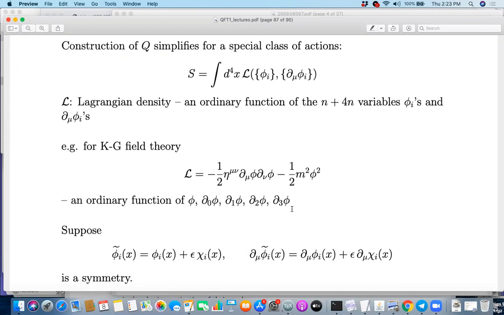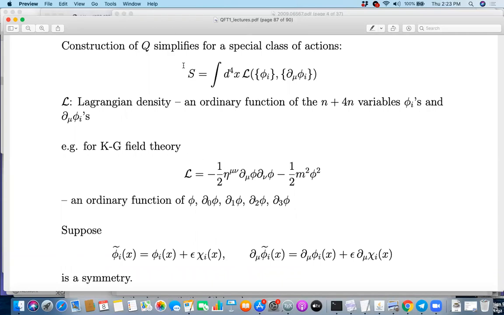Okay. So this construction is completely general. It doesn't matter what the action is, you can always follow this procedure. But now we are going to describe the construction of Q for a special class of actions. The reason we want to do this is because most of the actions that we'll be encountering are of this kind. So what is the special class of actions that we'll be considering?